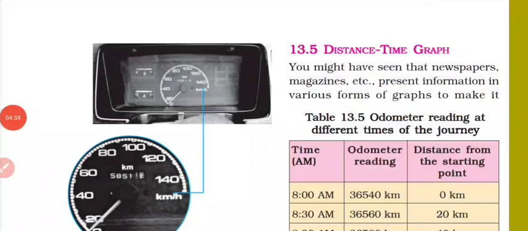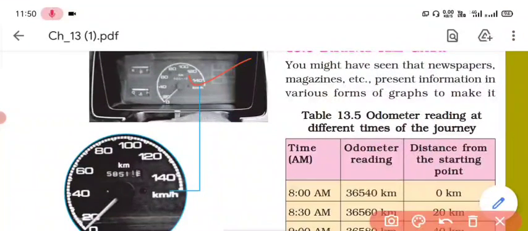Now if you observe a vehicle, it has two types of meter. The first, the upper one, is the speedometer, in which we can see kilometers written. Another meter has some numbers that are continuously changing when the vehicle is moving. The meter that measures the speed of any vehicle we call the speedometer. It always gives the reading in kilometers per hour.